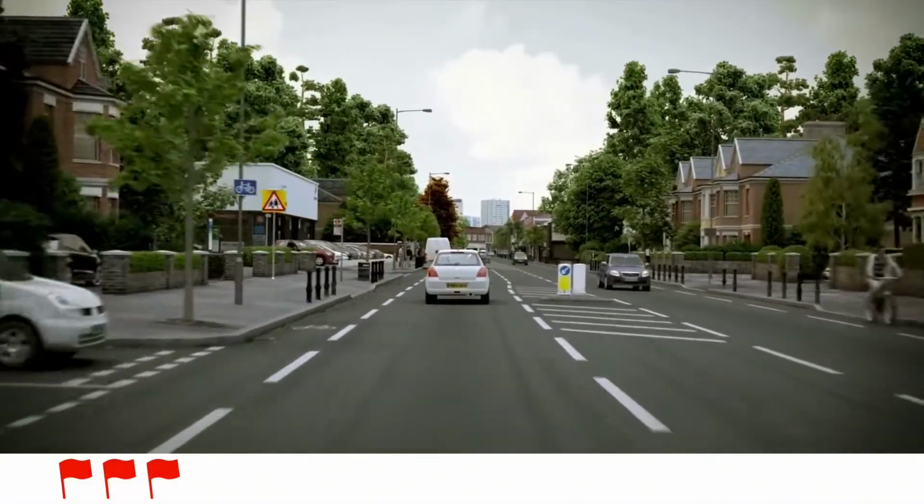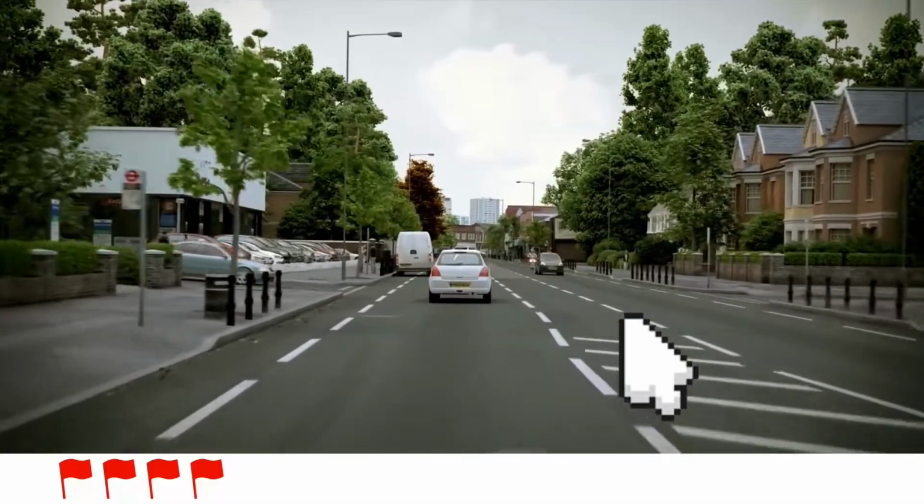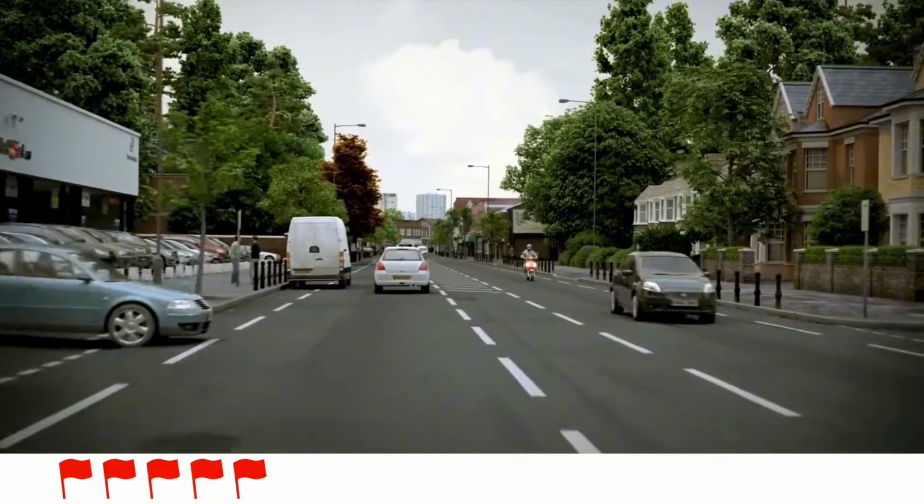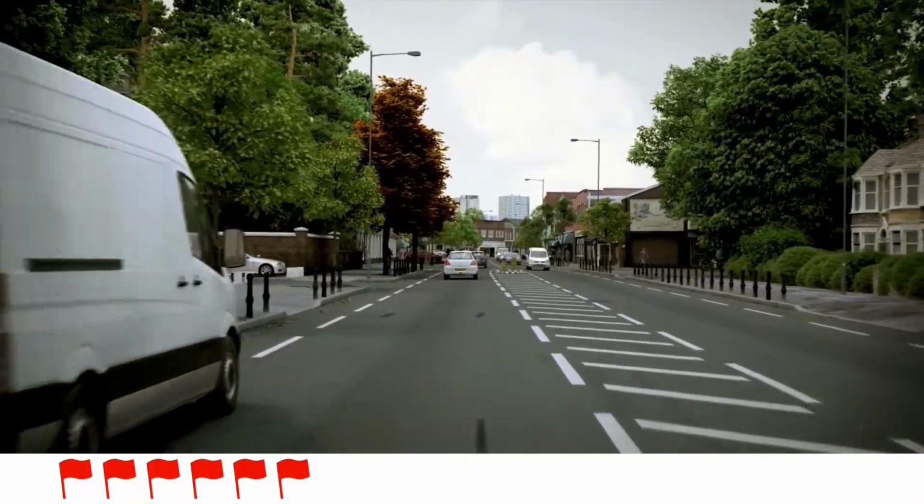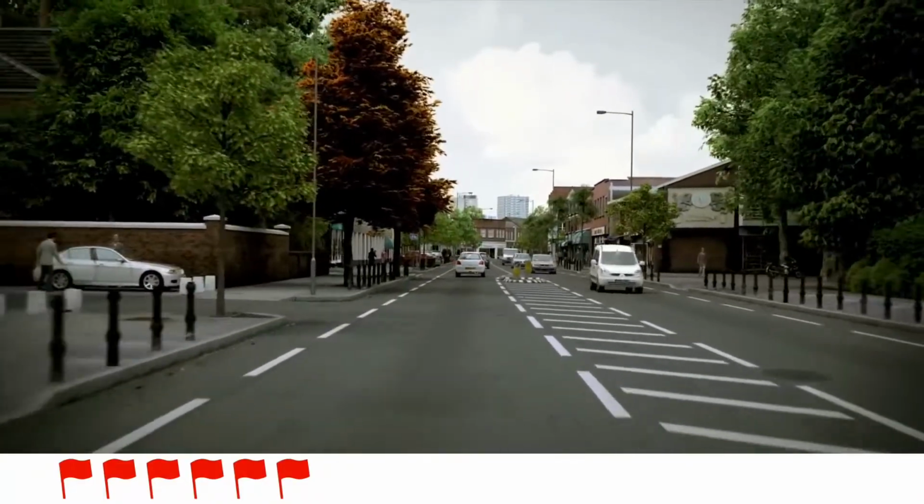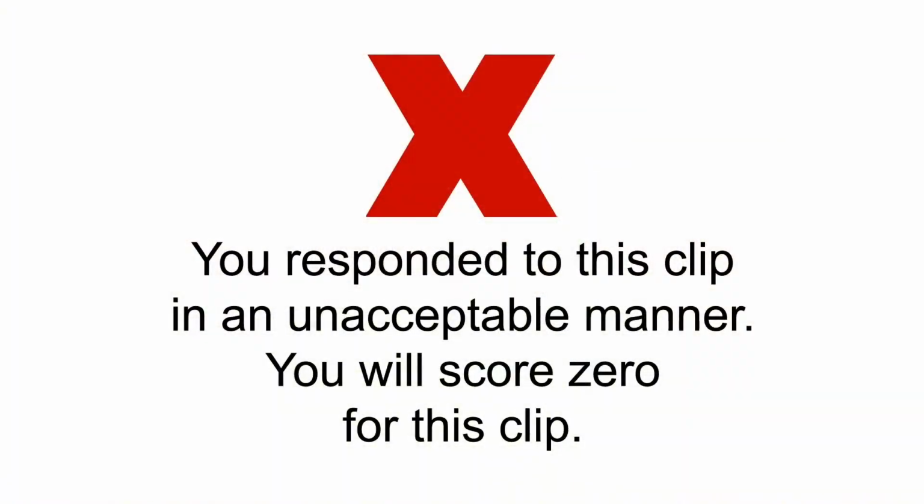You can score up to 5 points for each developing hazard. But don't worry, you won't lose points for clicking on other things, even if they don't develop into a hazard. Don't just click on everything in the clip though, or click in a pattern, because you'll see a warning message and you won't score any points for that clip.